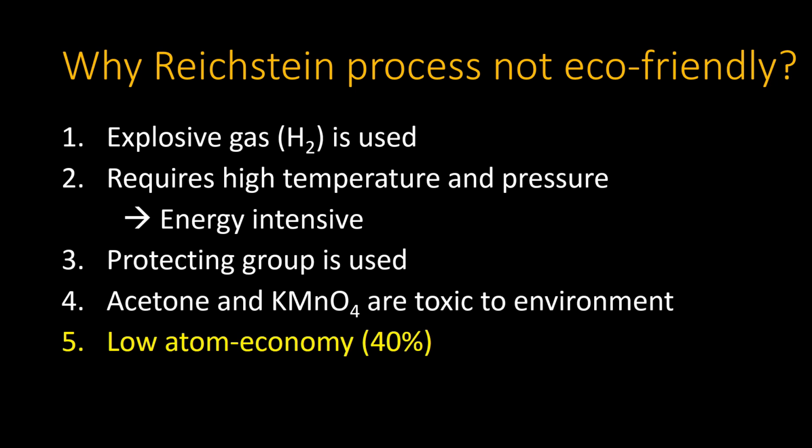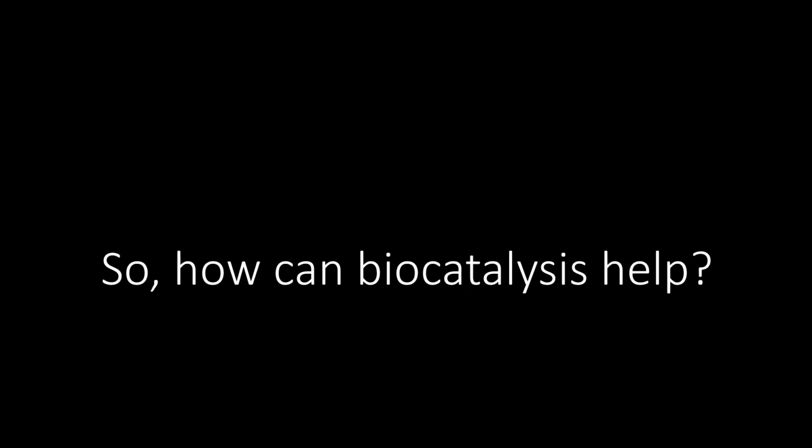Lastly, the atom economy for the Reichstein process is low. It's only 40%. This means that when we use 100 tons of reactants, we only get 40 tons of vitamin C, if the percentage yield is 100%. The waste is huge. The Reichstein process is used in many factories, but from a green chemistry point of view, it is far from ideal. Let's see how biocatalysis can help us.